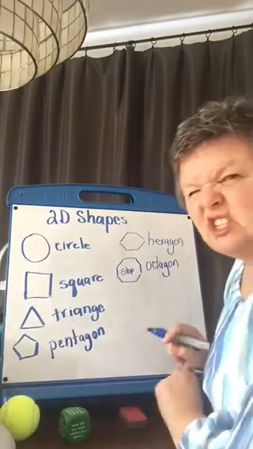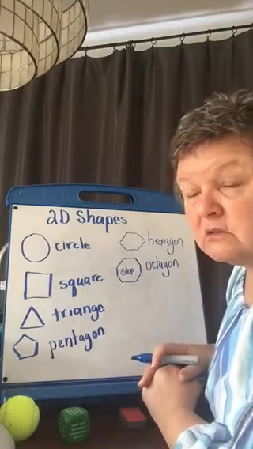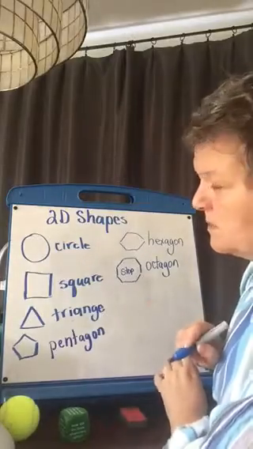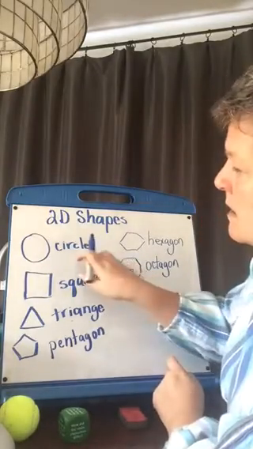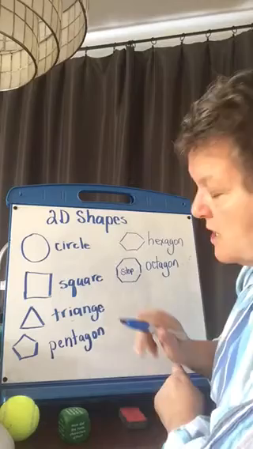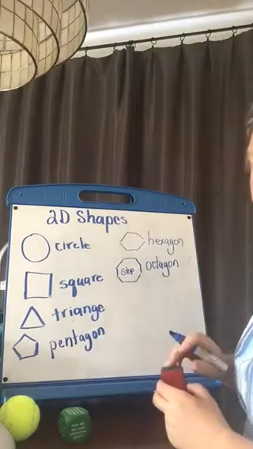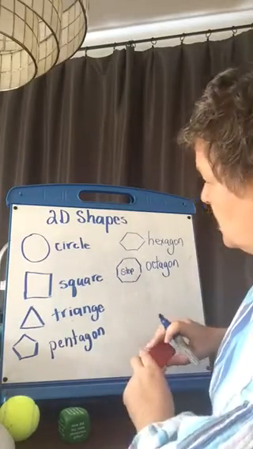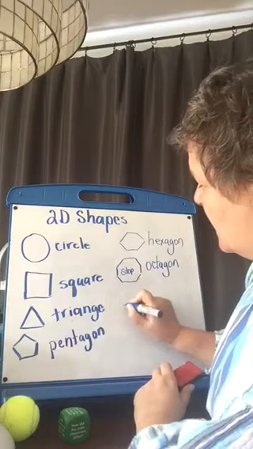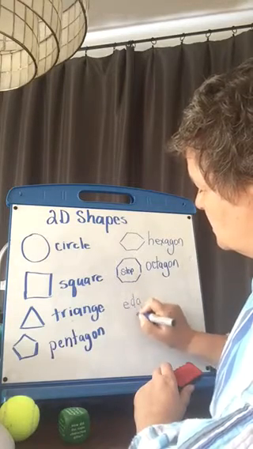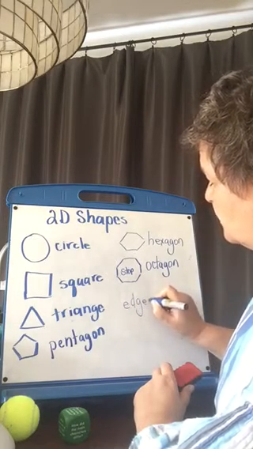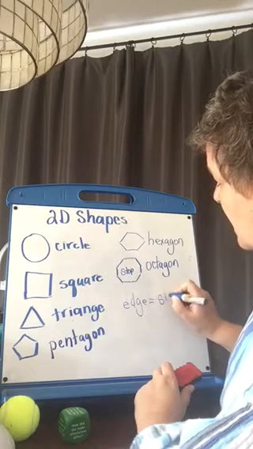So 2D shapes, they're great for making pictures. But they really don't do a whole lot. But we do need to know some information. We need to know about edges and vertices on 2D shapes. So an edge is another word for sides.